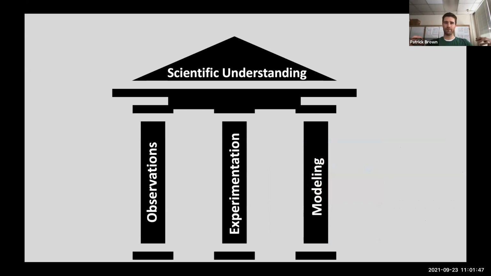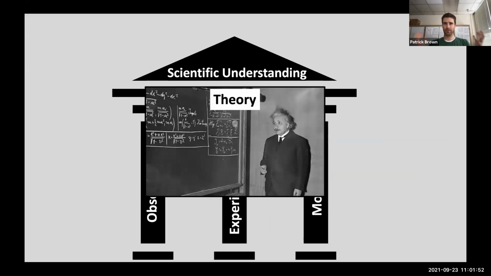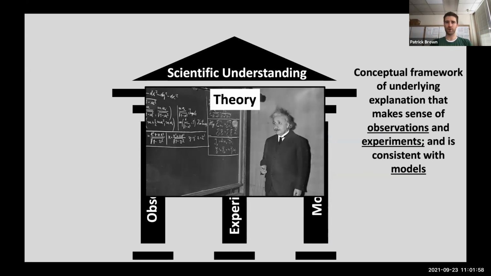And then on top of all of these things, underlying our scientific understanding would be our theory of how the thing works. So theory is just our conceptual framework or underlying explanation that makes sense of all of the observations that we have and makes sense of the experiments that we've run, and is also consistent with the models that we've put together.